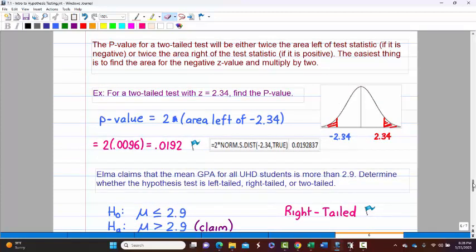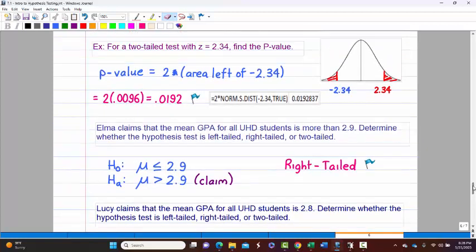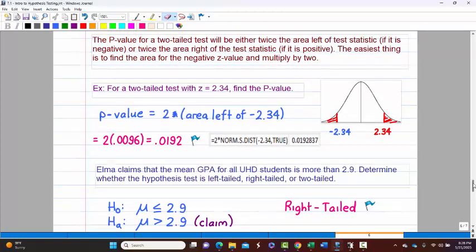So the chart would work. I didn't do this one in the calculator. I guess I could. The Excel is actually a lot better, if you use the NORM.S.DIST. Even though it's telling us that it's 2.34 for a two-tailed test, it automatically, whether it's positive or negative, covers both ends. That's only for two-tailed. So it's to the right of the positive, to the left of the negative.